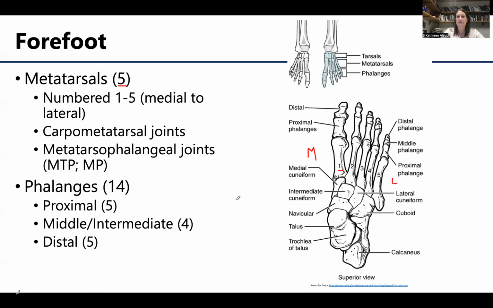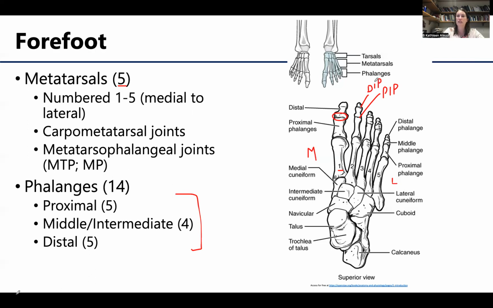And then you have the 14 phalanges. You'll have the same setup as what we had in the hand. So 5 proximal, 4 middle or intermediate. You're missing 1 for the first digit, same as what you had with the thumb, and then you have the 5 distal phalanges. The distal phalanges of 4 through 5 are extremely small and not very descriptive of this particular size. You have a proximal interphalangeal joint, so the PIP, and then you'll have your distal interphalangeal joint, similar to what you had in the hand.